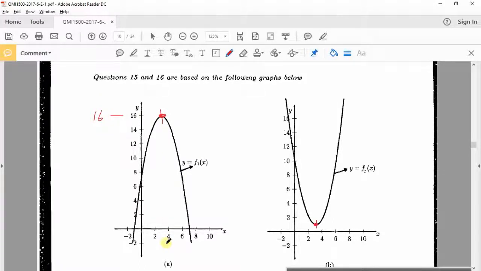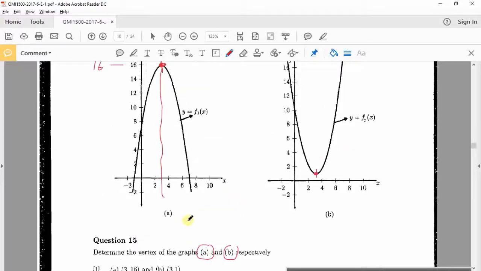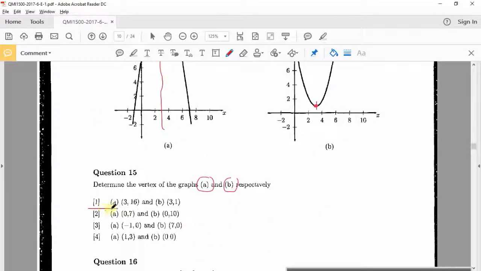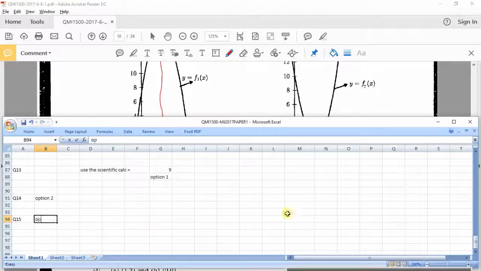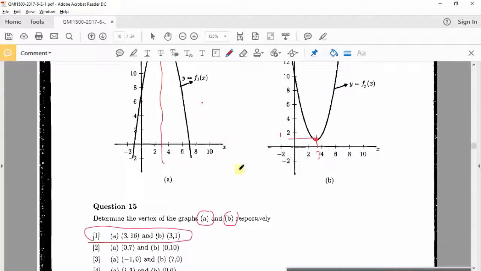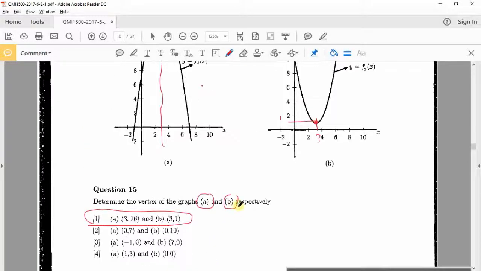You could probably read this off the graph. Yes, that's what I did. 16 and it looks like 4. If you draw a line down, is it halfway? Yes. If you draw a line down and it's half, then it's a 3. So it'll be 3 and 16 for A, and then 3 and 1 for B. Option 1, read it off the graph. You could do it mathematically, but that'll take a lot more time.